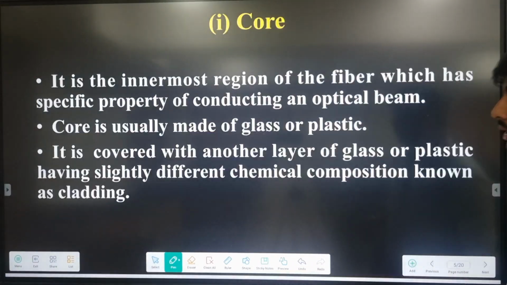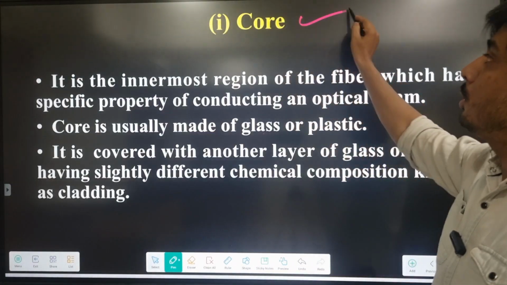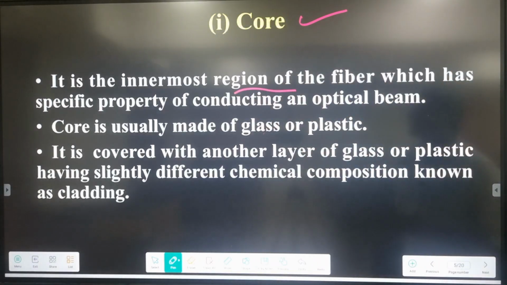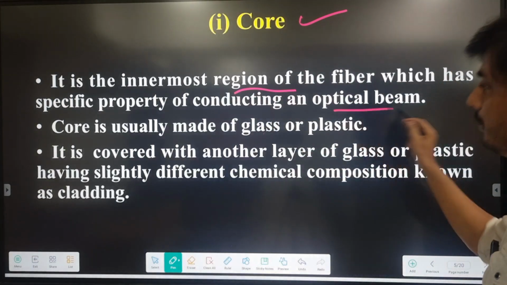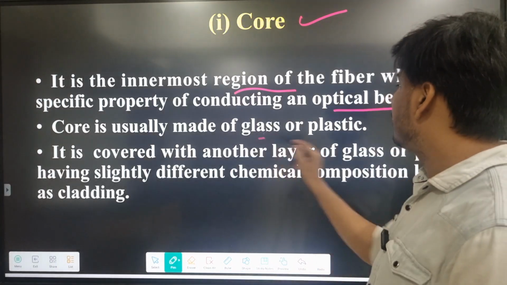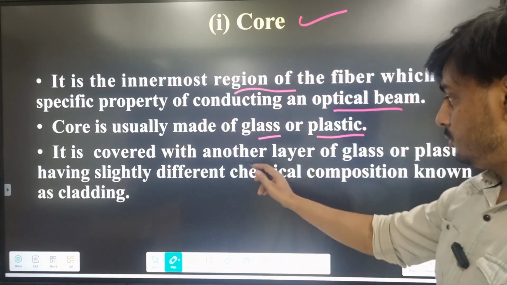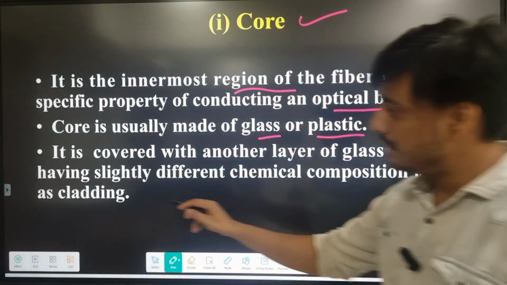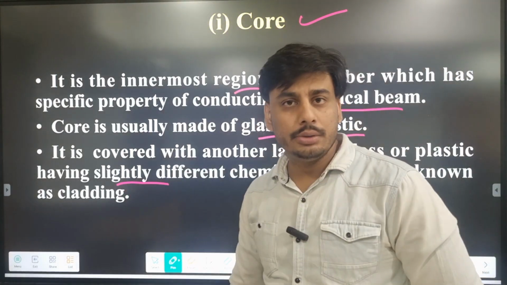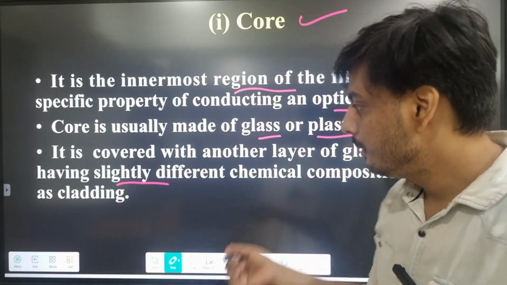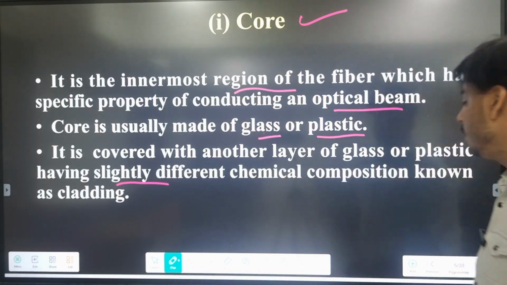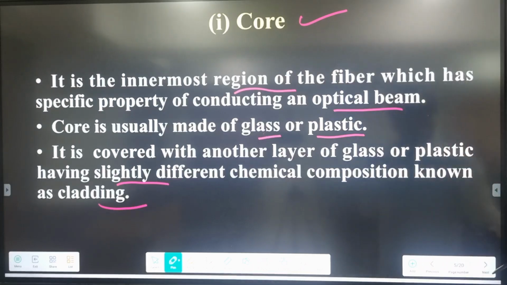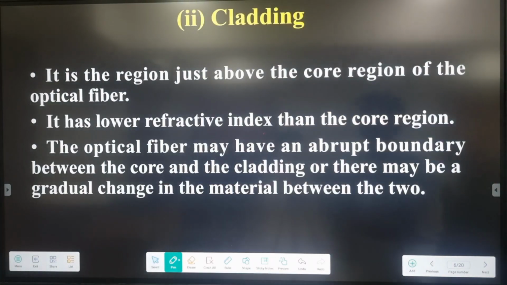So here you can see in detail what is written about the core. The core is the innermost region of the fiber which has the specific property of conducting an optical beam, that means light, made up of glass or plastic. It is covered with another layer of glass or plastic whose chemical composition is slightly different. I have told you that the refractive index is slightly different due to slightly different composition, and this layer is known as cladding. Clear?